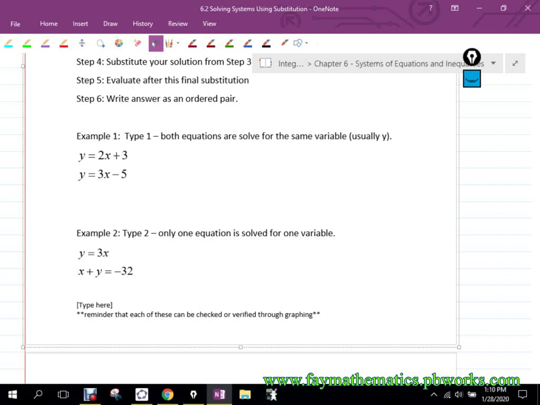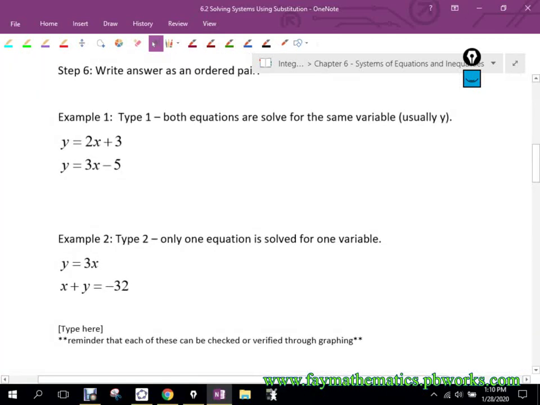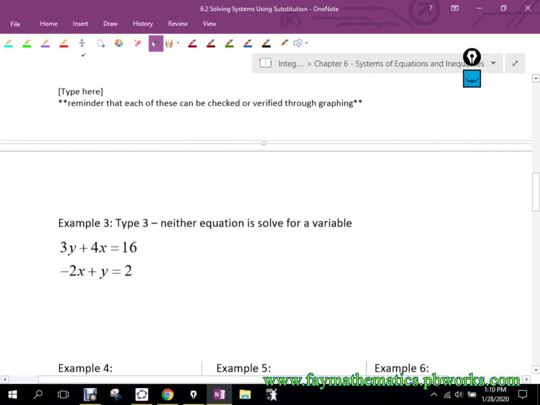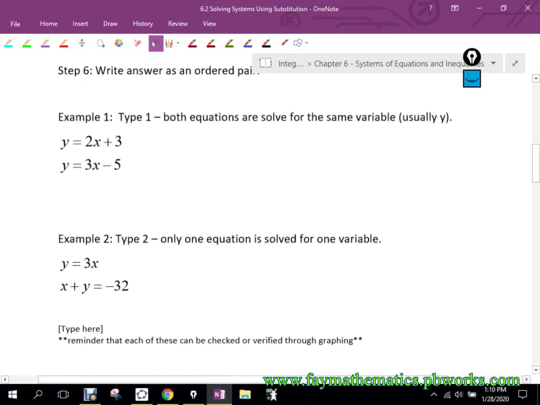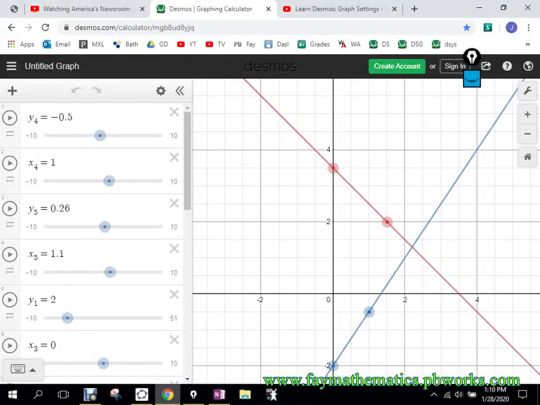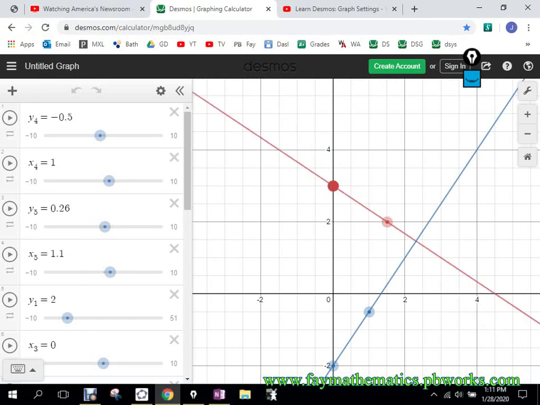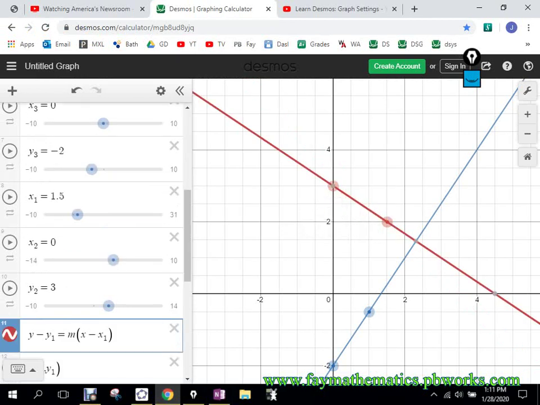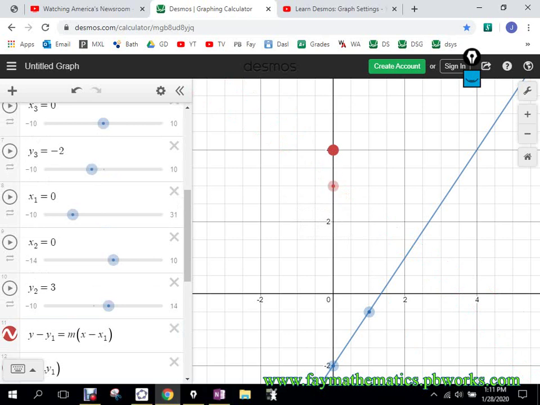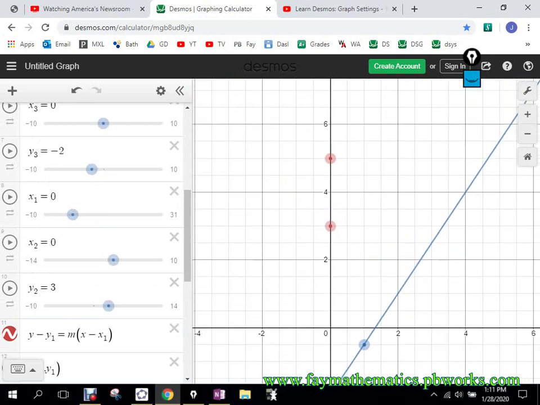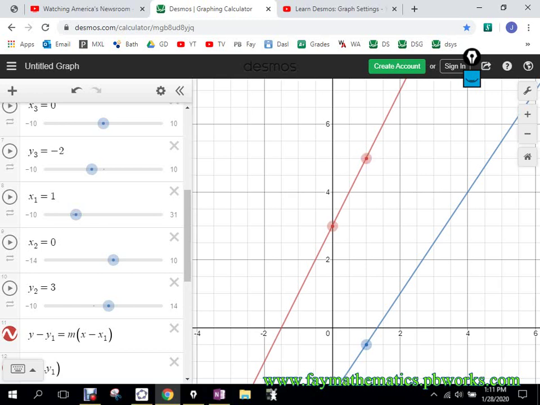What we're doing is algebraically finding what we did yesterday, where these 2 lines intersect. So if we took Desmos, which I gave you a minute ago in your email, and graphed these 2 lines, 2x plus 3, there's my y-intercept for 2x plus 3. Let's go up 2 and over 1. There's 2x plus 3.